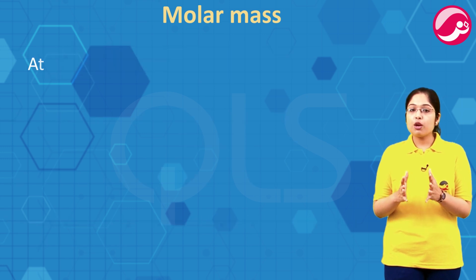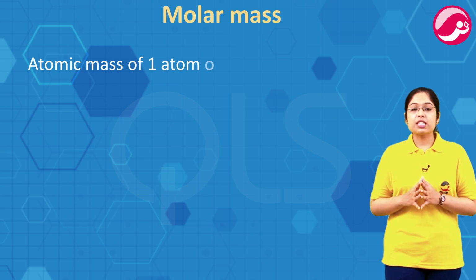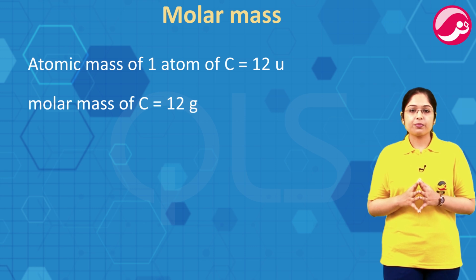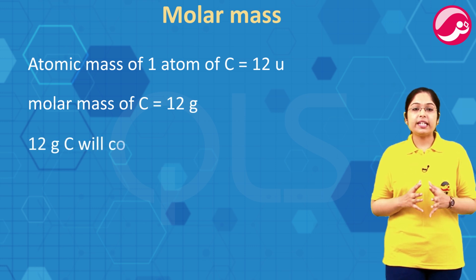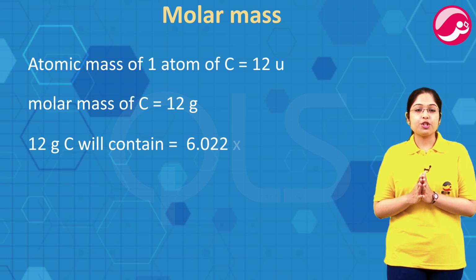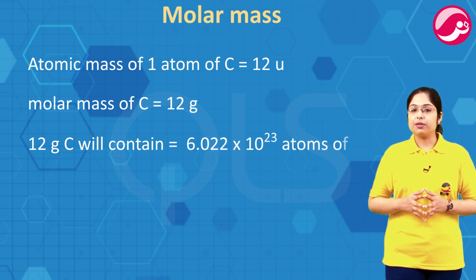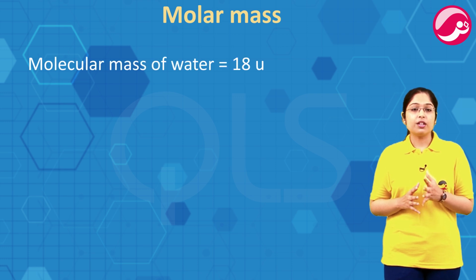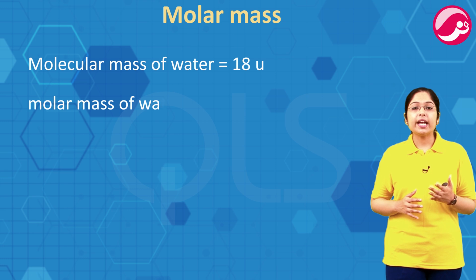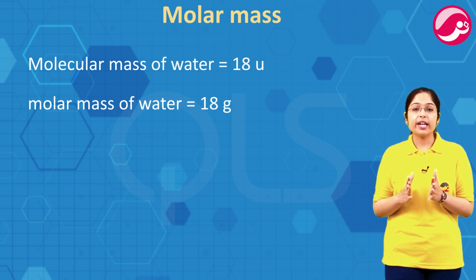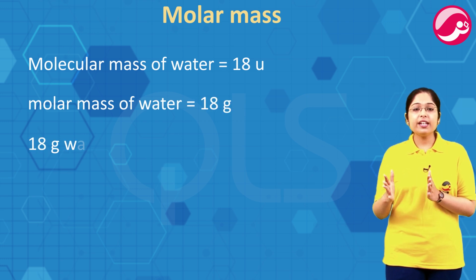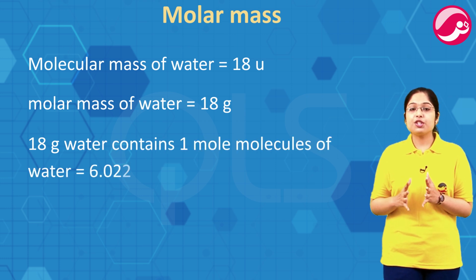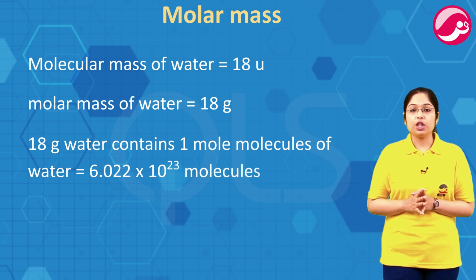For example, atomic mass of one atom of carbon is 12 U and its molar mass will be 12 gram. 12 gram carbon will contain 6.022 into 10 raised to the power 23 atoms of carbon. Similarly, a molecule of water has molecular mass of 18 U. Therefore, its molar mass will be 18 G or 18 gram. So, 18 gram water contains 1 mole molecules of water, that is 6.022 into 10 raised to the power 23 molecules of water.